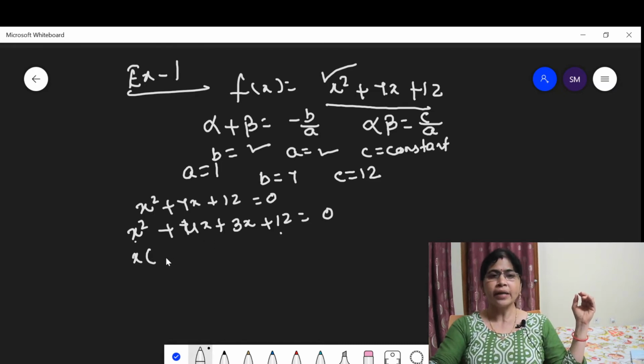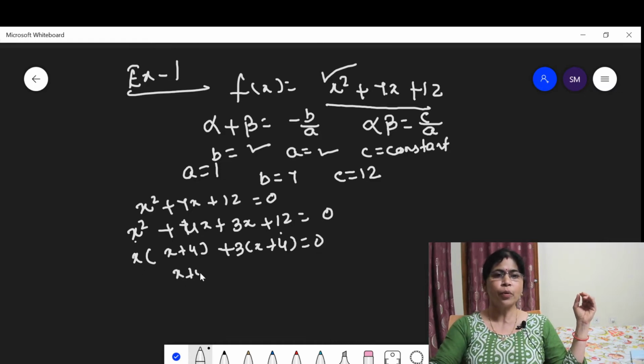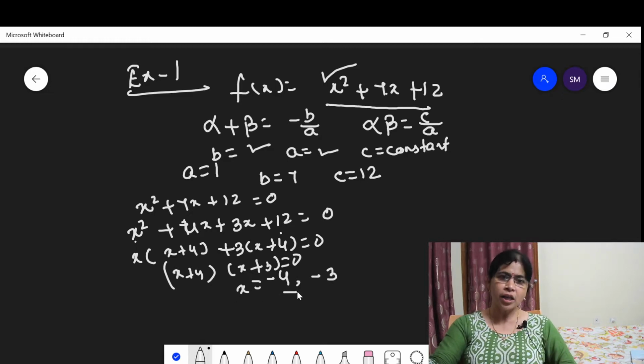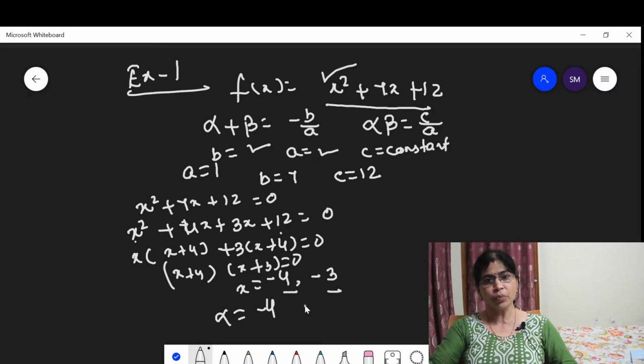Let us take x common from the first two terms, then this is x plus 4. From these two terms take 3 common, and this is also x plus 4. Then taking x plus 4 common, this is x plus 3 is equal to 0. This shows that the two zeros of this polynomial are x equal to minus 4 and x equal to minus 3. This means alpha is equal to minus 4 and beta is equal to minus 3.